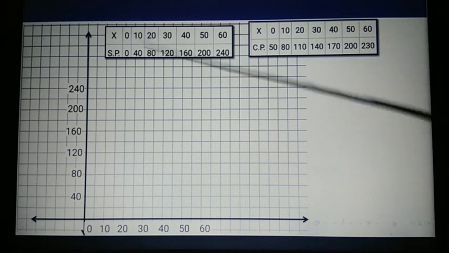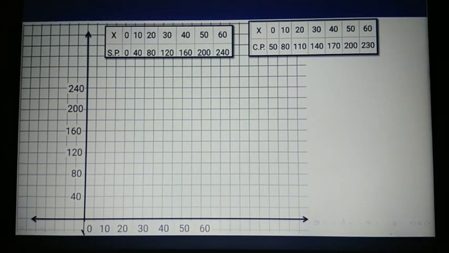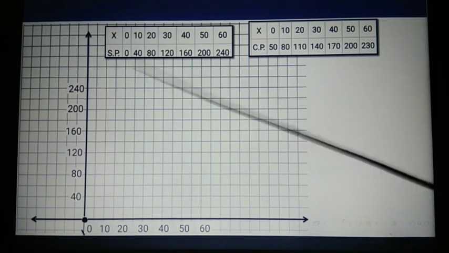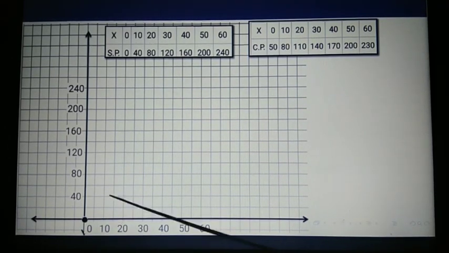Now let us plot the values. Let me plot the first one, that is this one. So 0, 0 is lying over here. Then 10, 40. So 10, 40 is here. This is 10, and till here is 40. So 10, 40.